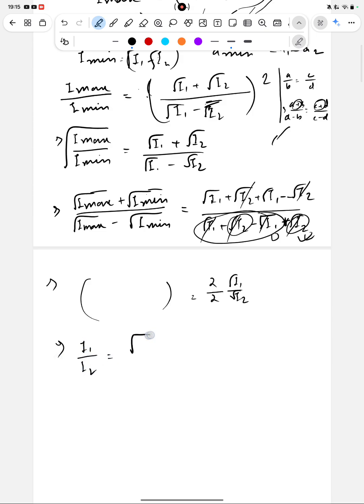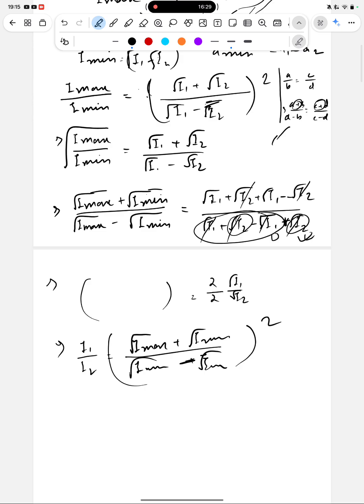So root I1 root I2 equals I max plus I min, and root I max plus or minus root I min whole square. So this is all the theory about interference. I think the video is long enough. Thank you for watching.